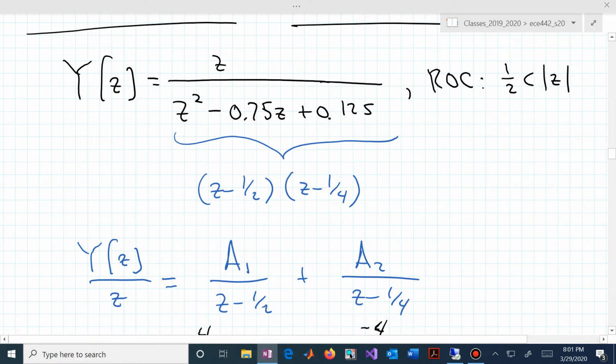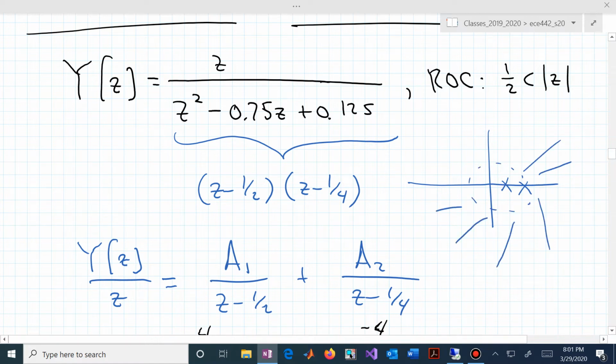Suppose we looked at an example. Suppose y of z was given to you as z over a quadratic. You need to be able to factor that quadratic. And let's say now that the region of convergence is the magnitude of z bigger than 1/2. That's consistent with these roots. You have two poles. One pole is at 1/4 and the other one is at 1/2. If you were drawing this, your region of convergence would be beyond, and this is now in the z-plane.